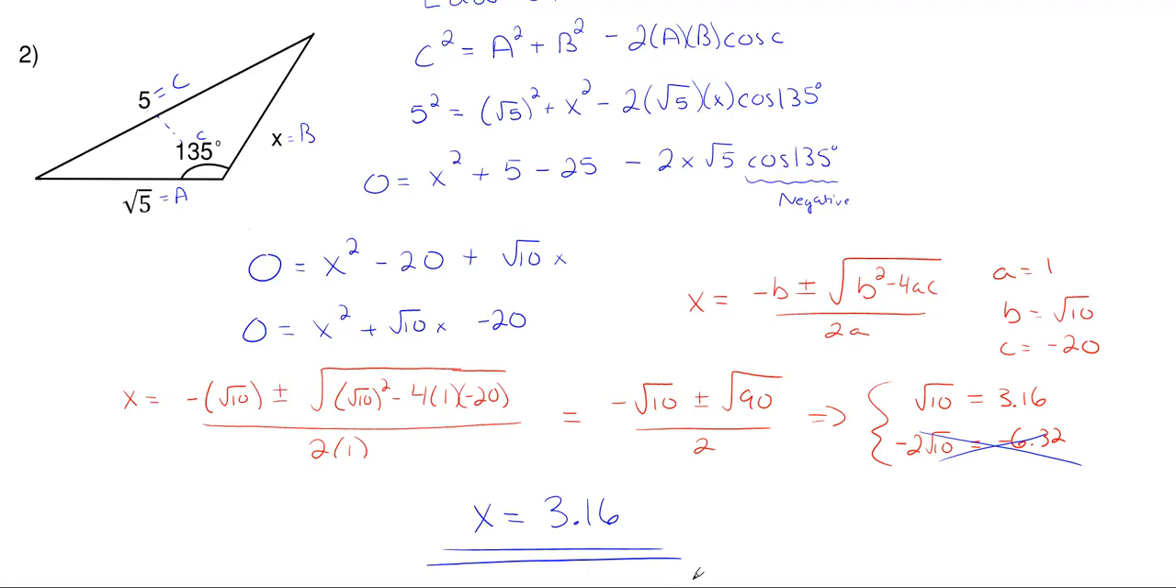As I mentioned at the start of part 2 there, you could use the law of sines twice, and you would also have to find an internal angle inside there using the 180-degree total. But this was just how you would do it using the law of cosines with one single equation, getting your answer as 3.16. So I hope this video was helpful.